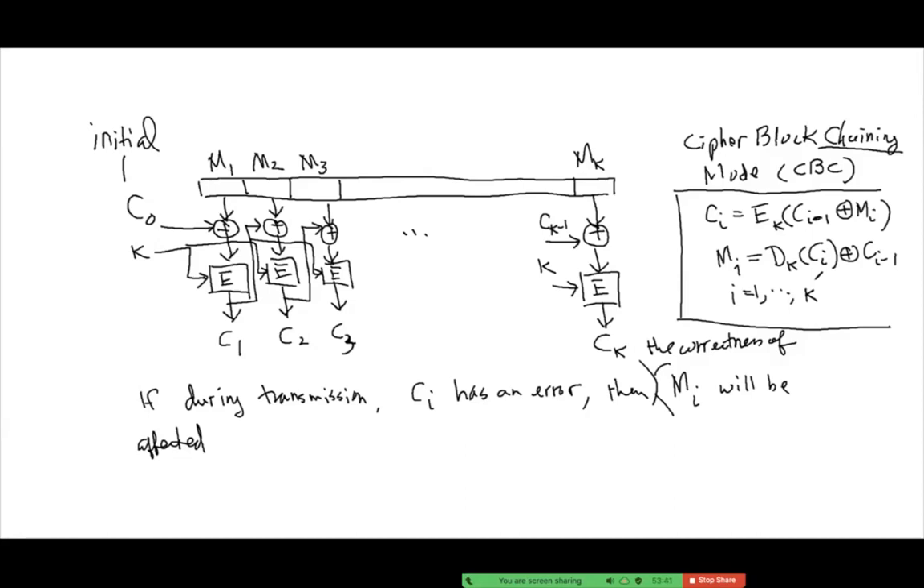As you can see here, if Ci has an error, Mi will be affected because this part is not going to be correct, but then it will also affect M(i+1) because you're using Ci. So that is a little drawback.